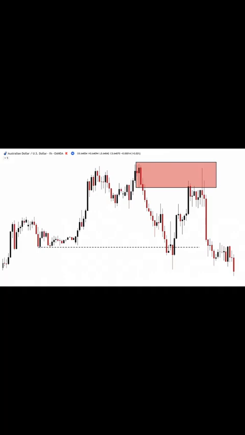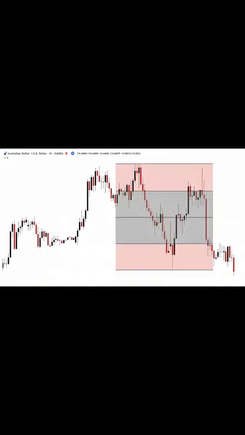Price broke structure and retraced back inside the range to head for that extreme supply zone. And regardless of the time frame, price often respects these supply and demand extreme zones. So your question might be, what makes this an extreme supply zone? What makes it extreme is the fact that it's located at the top quarter of the range. So the top quarter would be your supply and the bottom quarter will be your demand.